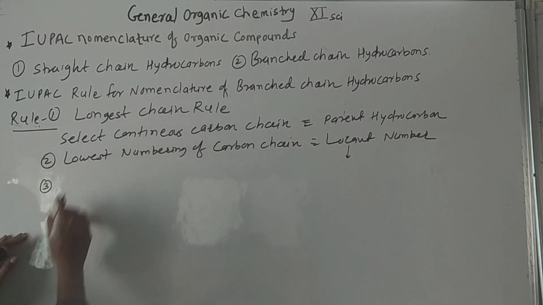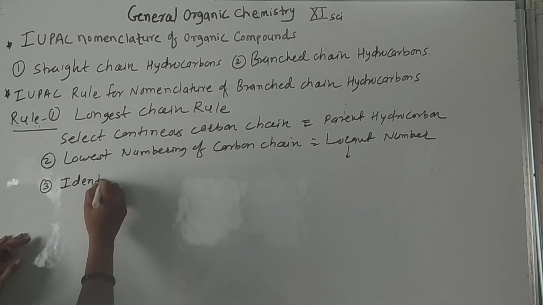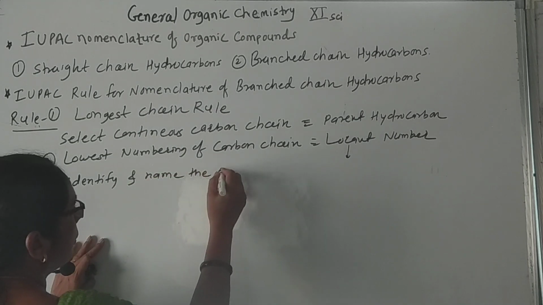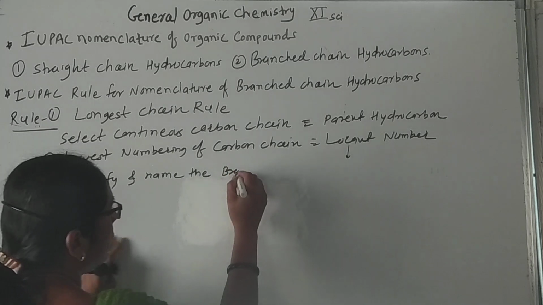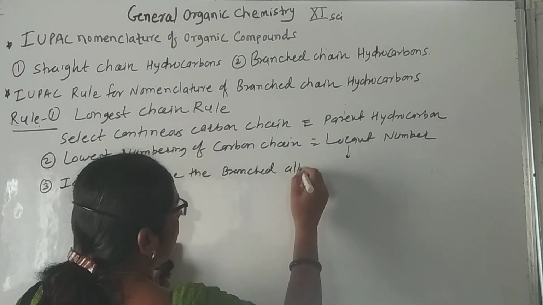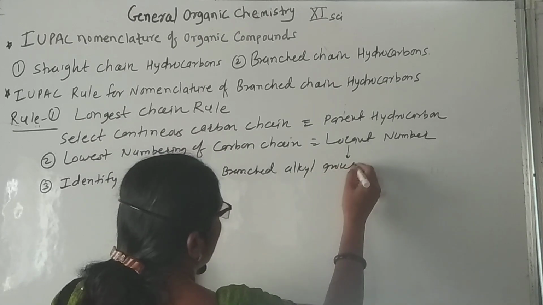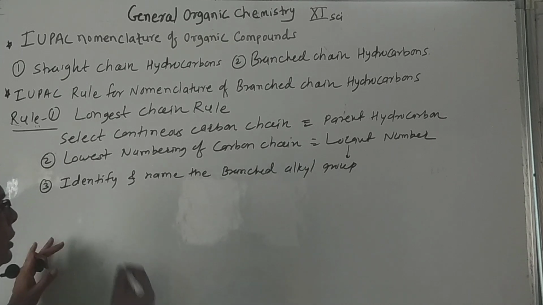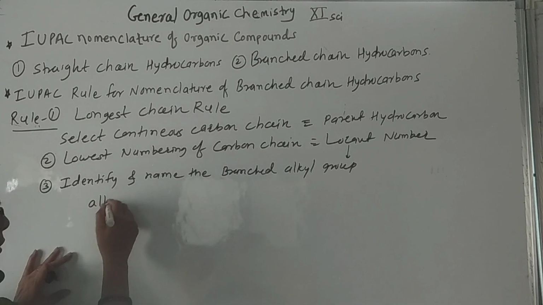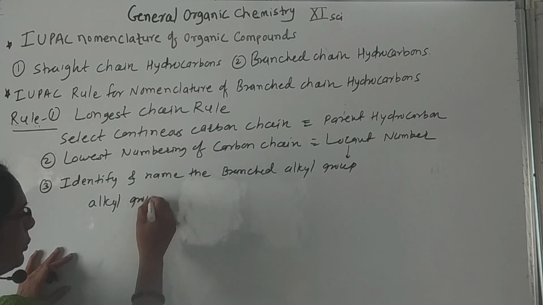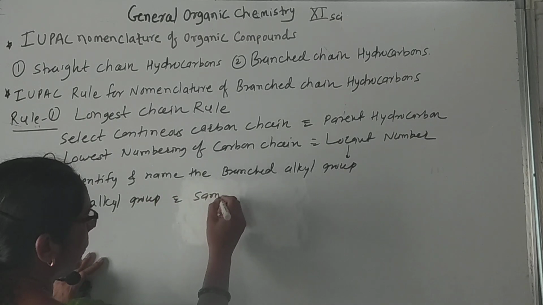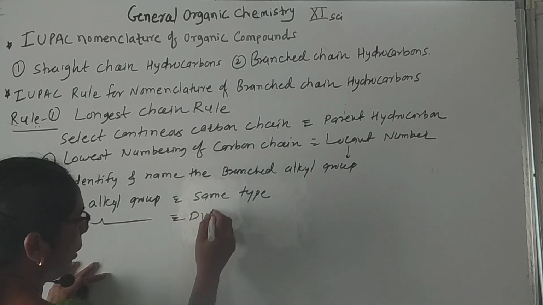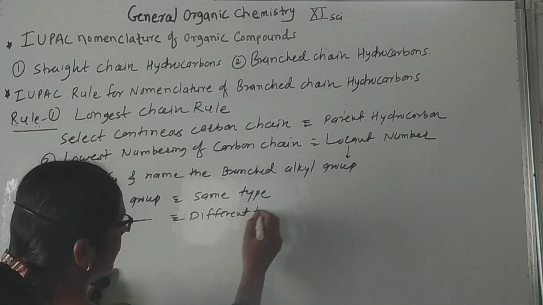Now the third rule is to identify and name the branched alkyl groups. What are the alkyl groups attached to the given organic compound? You identify them, and check whether the attached alkyl groups are of the same type or of different types.